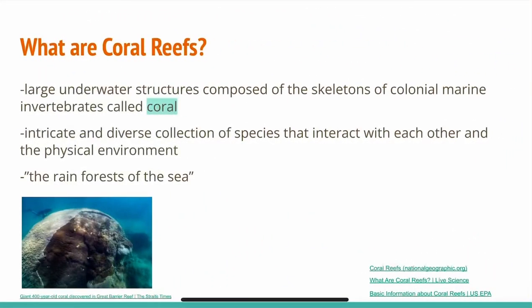To understand coral reefs, we first need to learn some basic information. Coral reefs are large underwater structures composed of the skeletons of colonial marine invertebrates called coral. Because they are so large, they are very diverse and they are also intricate. They are a collection of species that interact with each other and the physical environment.